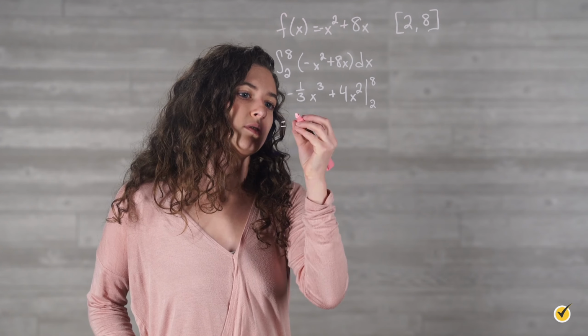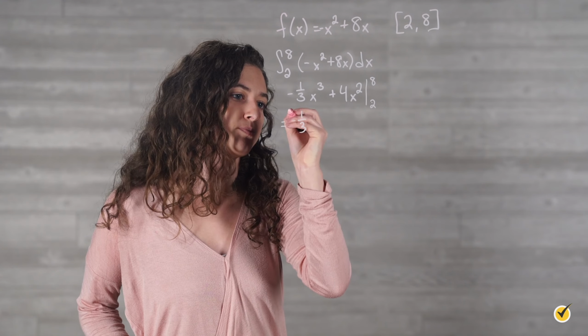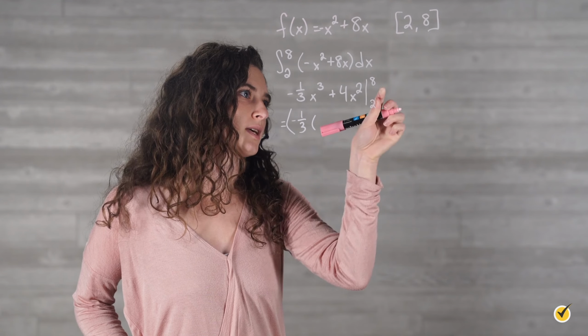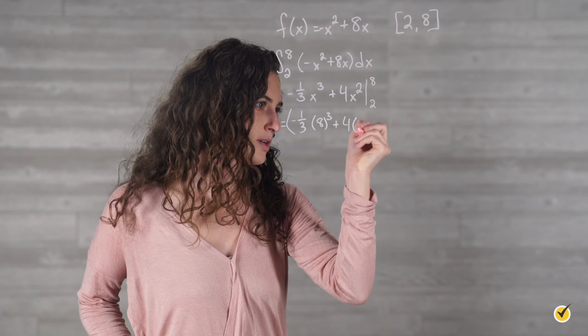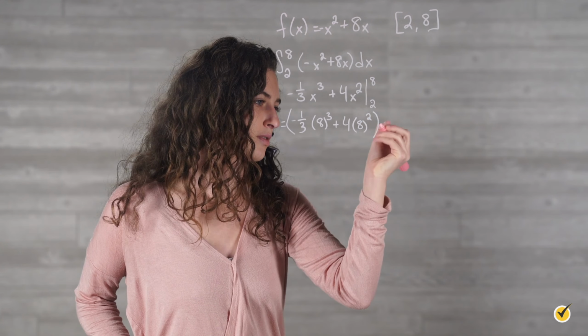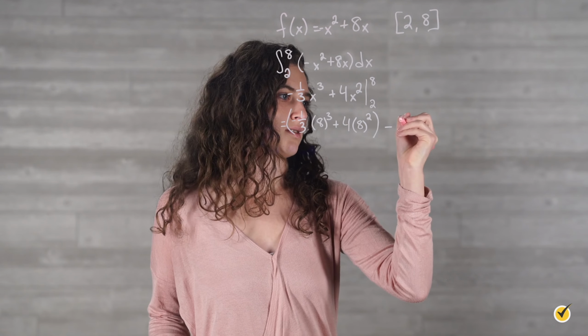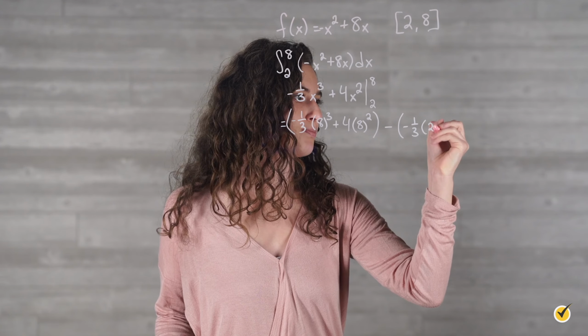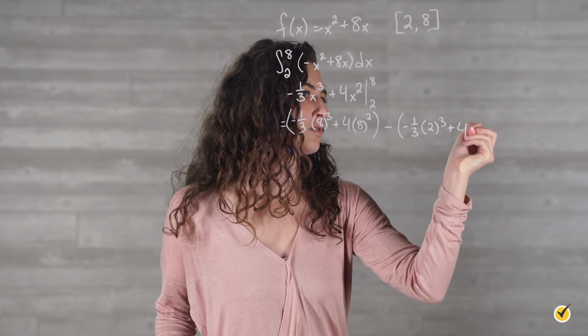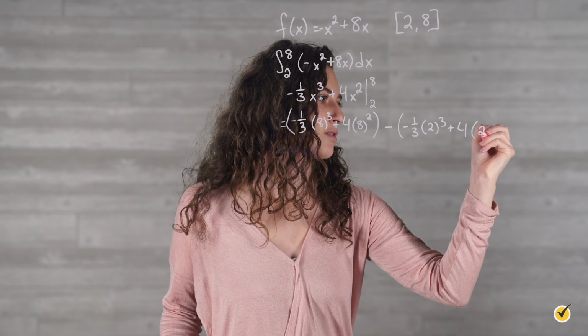So this will be equal to negative 1/3 times x cubed, so times 8 cubed, plus 4 times 8 squared, minus negative 1/3 times 2 cubed plus 4 times 2 squared.